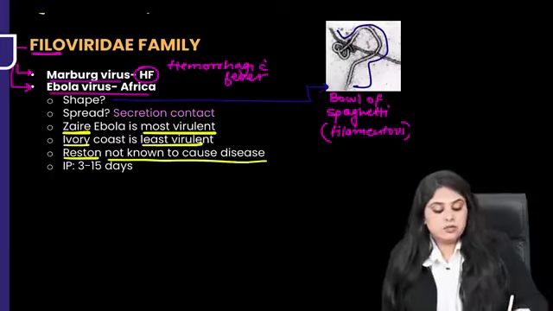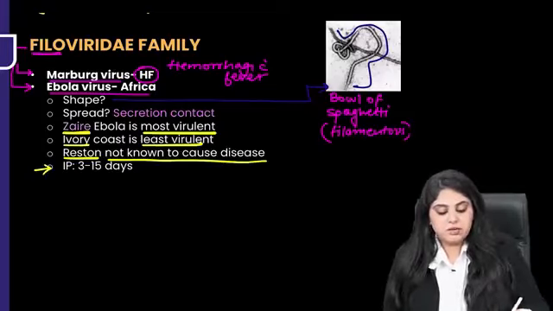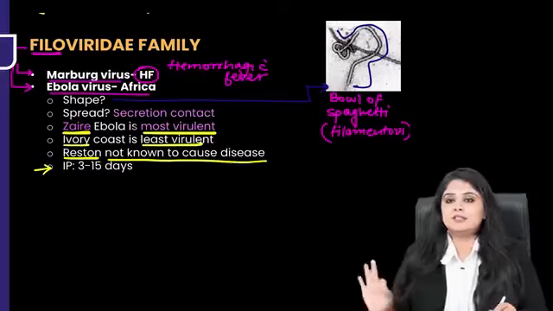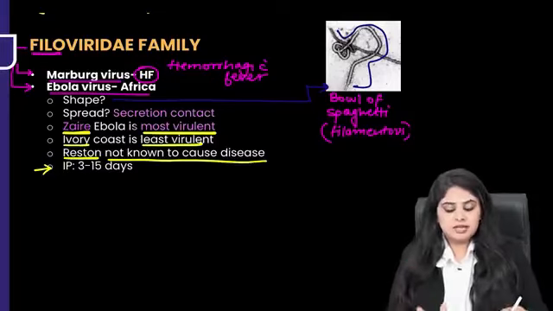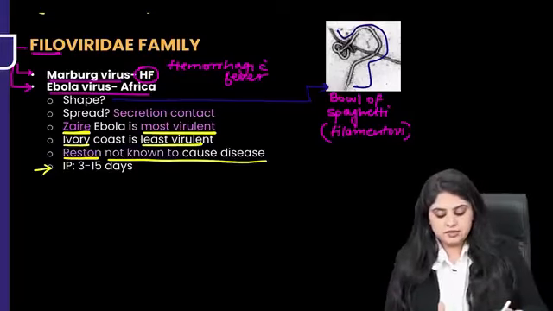If you can learn the incubation period, it is between 3 to 15 days. Not very important, I would say, but this is important. The Zaire is going to be very, very deadly. Okay? So I have learned Zaire is zabardast. It is going to cause maximum virulence, and Reston is resting. It is not going to cause any disease in humans.